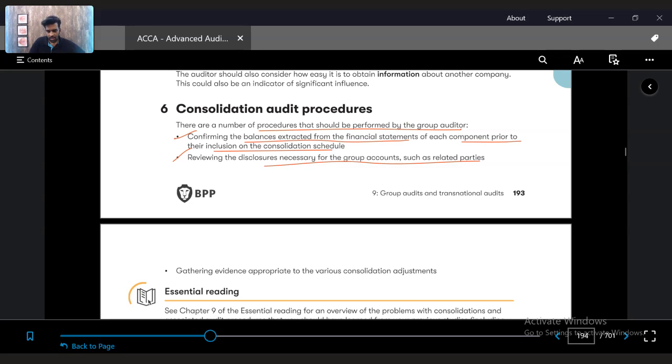Because for the group, all the related party transactions within the group have to be reported, and as per the standard, it is very important to be reported. Gathering evidences appropriate to various consolidation adjustments. So we would have learned this in financial reporting.